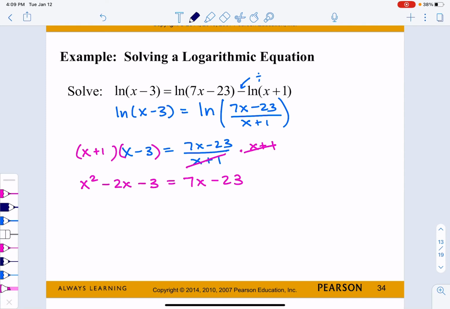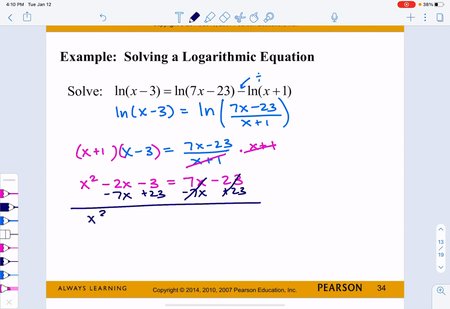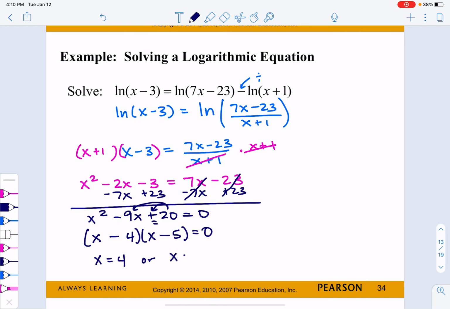Now solving to figure out what x is, let's get everything to one side of the equal sign and hope that we can factor it. So I need to subtract that 7x over. I need to add the 23 over. We have an x squared, we have a minus 9x, a minus 3 and a plus 23 is going to give us a plus 20. And that's equal to 0. Multiply to make 20 and add to make 9. 4 and 5. So we're going to have an x with a 4 and an x with a 5. Same signs, they have to be minus signs. So x minus 4 and x minus 5, which means x is equal to 4 or x is equal to 5. So we have two possible solutions.